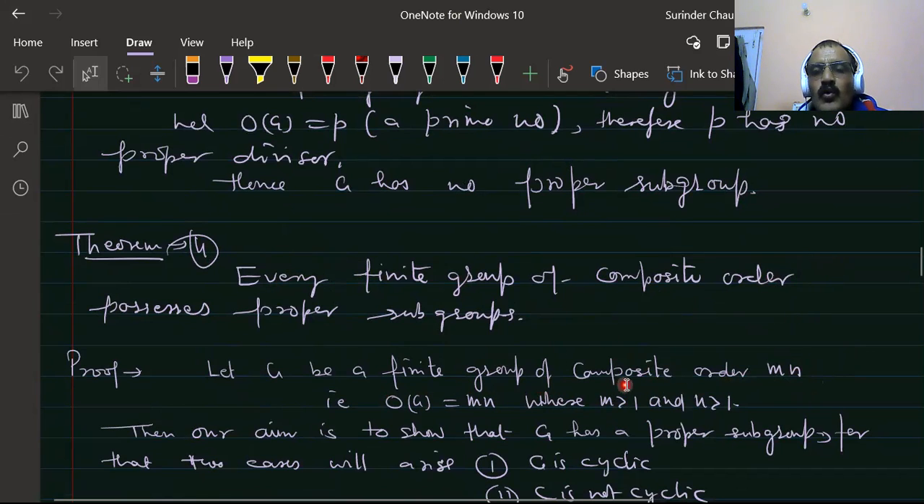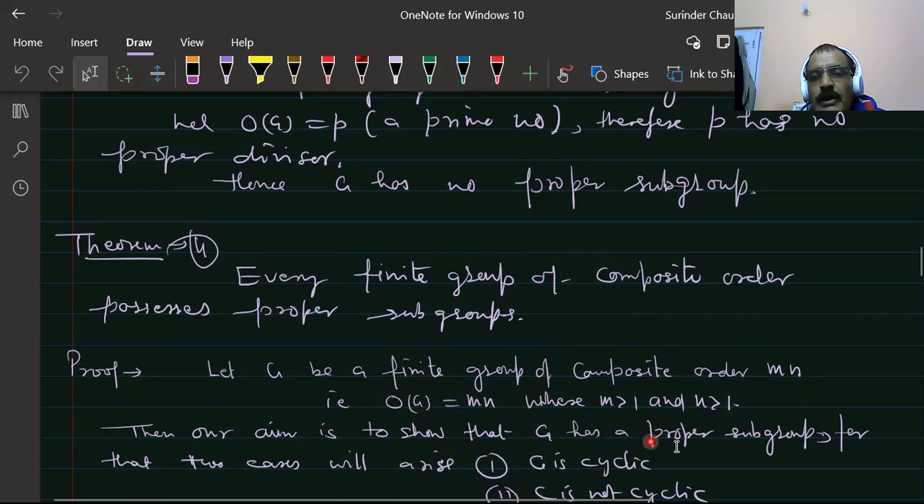A composite number is a number which we can factor into prime factors. So this four has at least two factors. Therefore, if the order is composite and the order is m into n, the order of G is equal to mn, where m and n are different from 1.